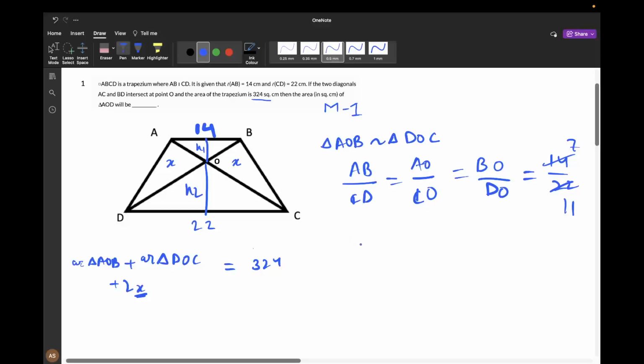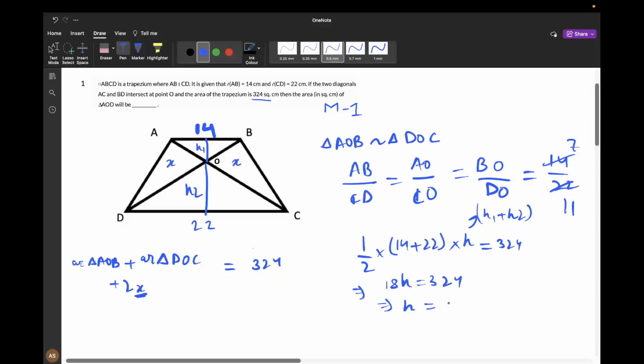We know the total height we can calculate very easily from the area formula for a trapezium, that is half into the sum of parallel sides, that is 14 plus 22, into the total height. Let this be h, where h is equal to h1 plus h2. This is 324. So easy calculation. This becomes 7 and 11. Take 2 common. 2 is cut here. That is 18 into h equals 324. Let me write this down. That means h equals, we know 18 square is 324, so h is equal to 18.